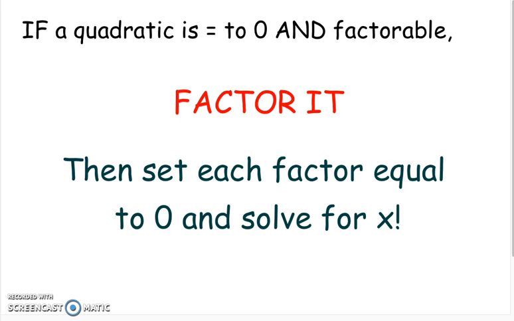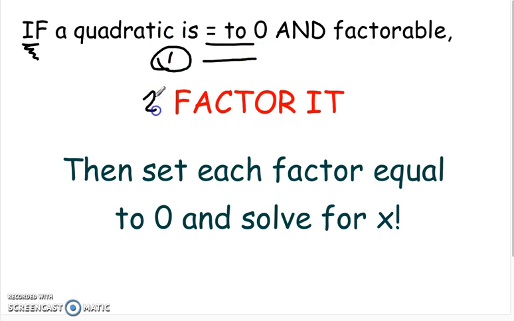So if a quadratic is equal to 0, and this was the important thing that we were just talking about, it has to be equal to 0 and factorable, then you're going to factor it and then set each factor equal to 0 and solve for x. And that's the method we're going to be using. This is the factoring method. You're going to make sure it's equal to 0. Okay, so that's always going to be the first thing we do.